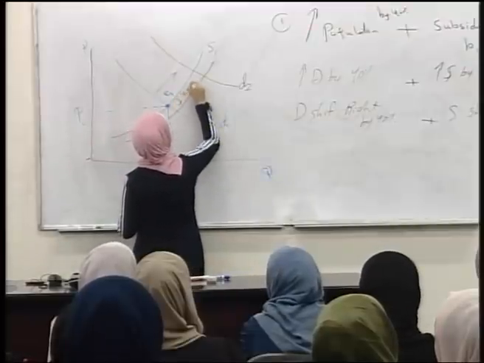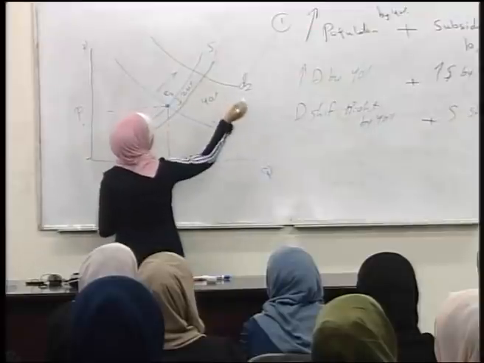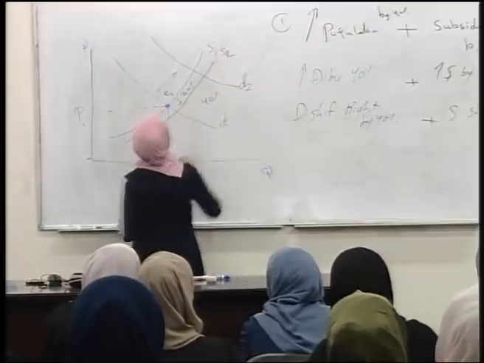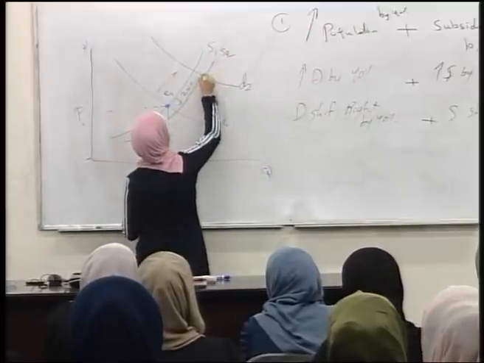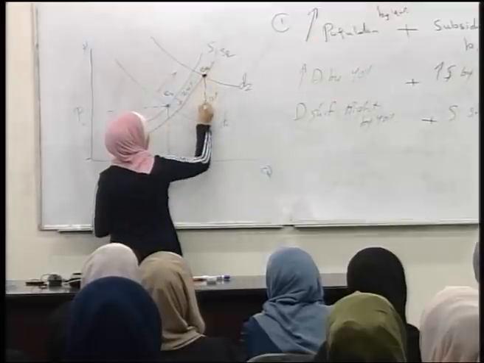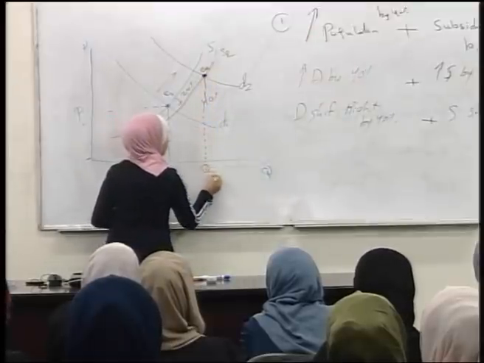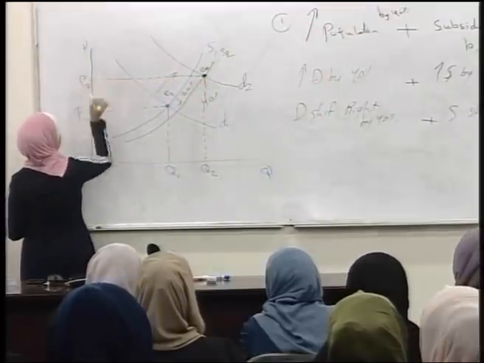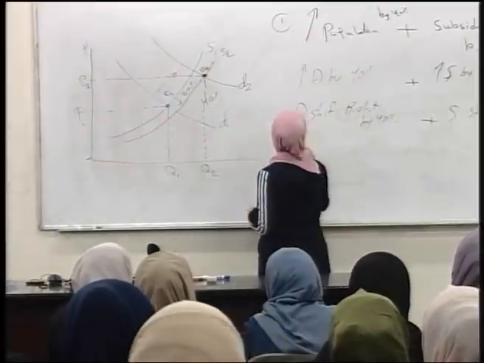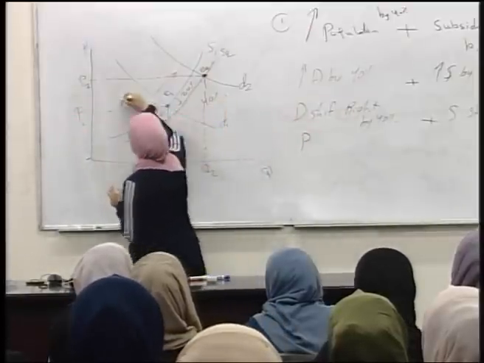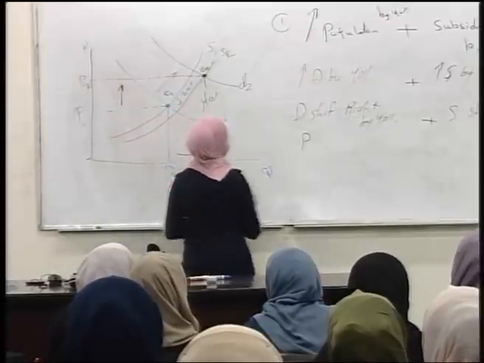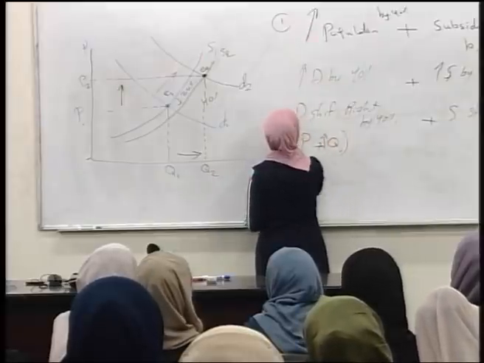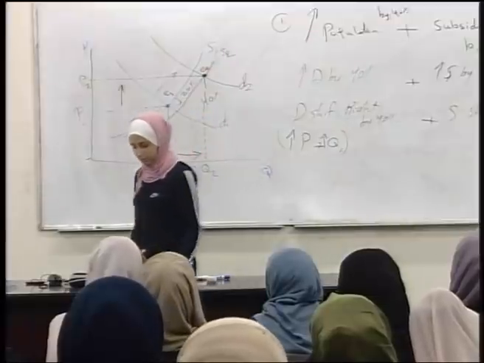Her answer is right. By 20%, by 40%. Where's the new equilibrium? E2. What has happened here? Price increased. So the main result here will be an increase in prices and equilibrium quantity. Thank you very much indeed.